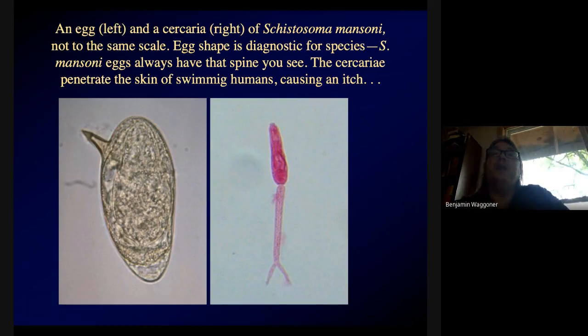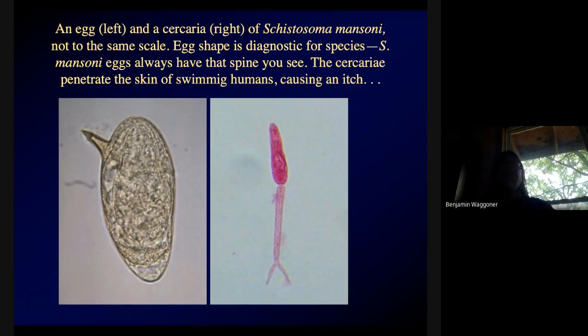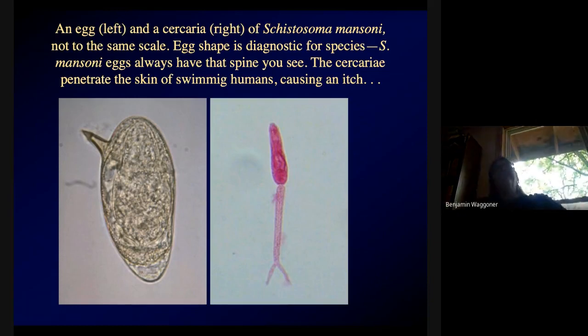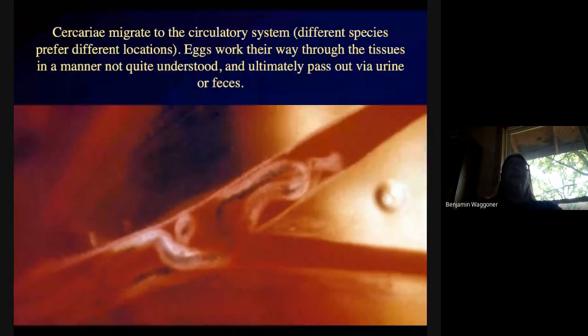That darker staining part up at the front is virtually a miniature adult, but behind it you have the tail. And schistosoma and its kin have forked tails. If you must know, this is called being furcocercous, but don't worry about that. Not critical here. So the cercaria will burrow in, and eventually they'll migrate to the circulatory system. Exactly where depends on the species that you're talking about.